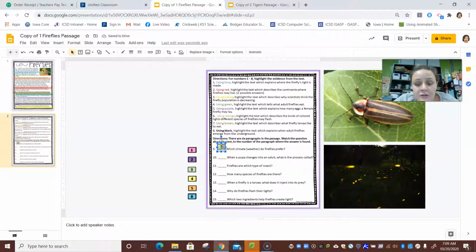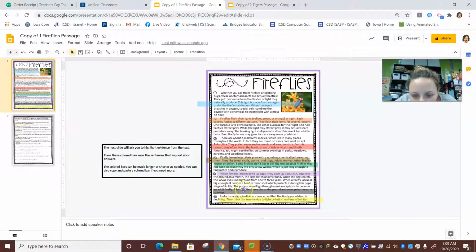When a pupa changes into an adult, what is the process called? Oh, I remember this. It's like a butterfly. Down here it says, the pupa soon will go through metamorphosis to become an adult firefly. So that's in paragraph 5.